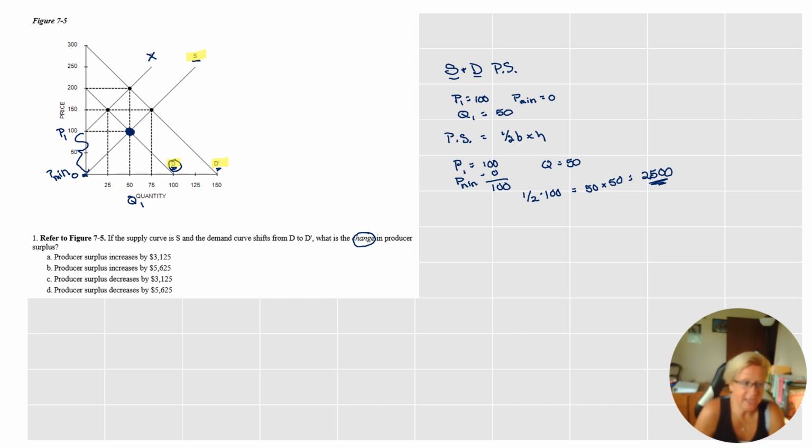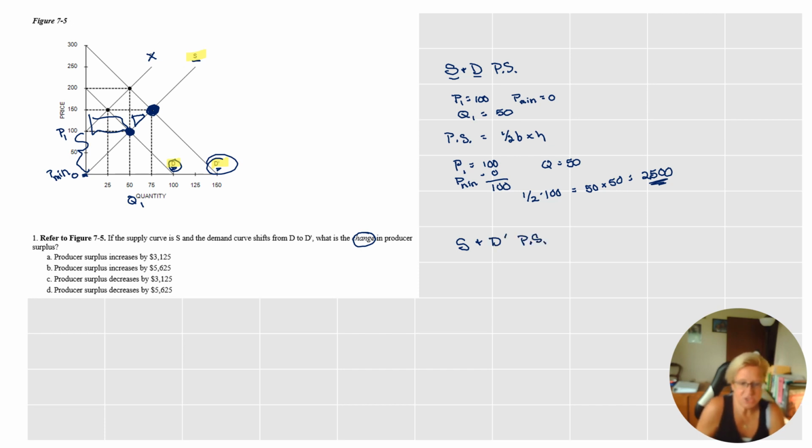To get the second one, I'm going to look at my problem again and say, okay, now I want D prime and supply, and that's going to be this right here. Now you can do this a couple different ways. You could calculate the increase here and the increase here. I don't do it that way. I just say, okay, what's the producer surplus at supply and demand prime? What's the producer surplus there?